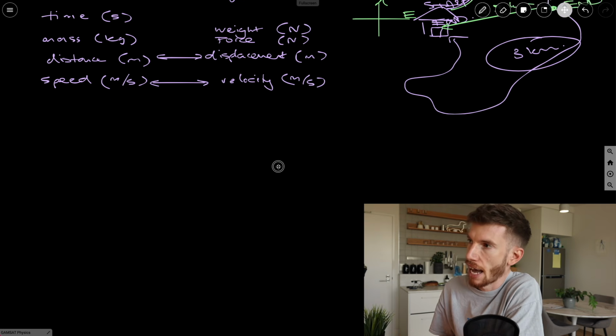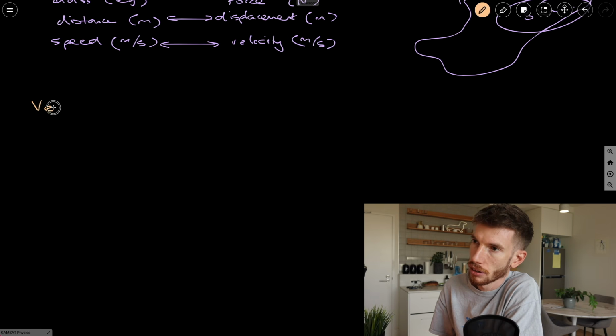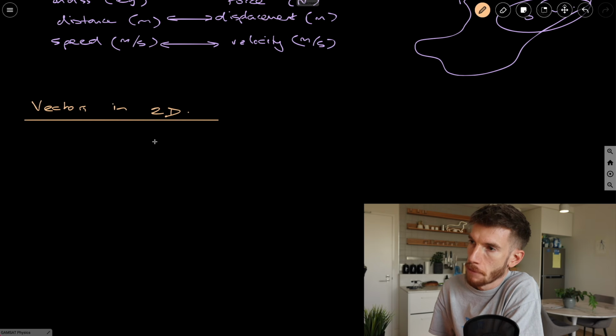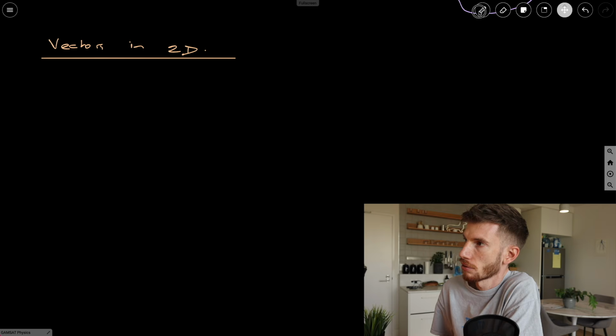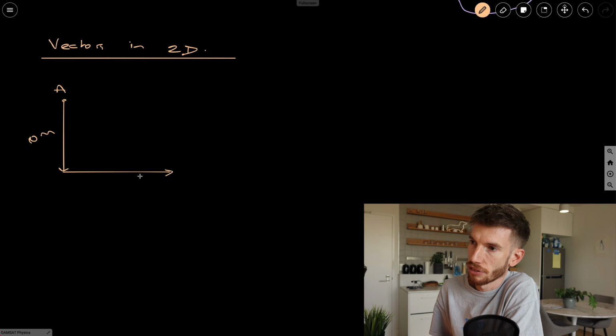So then the next thing is adding vectors, or working with vectors, in 2 dimensions. So vectors in 2D. Let's say, for example, I was to start here at point A, and then I was to walk south by 10 meters. And then from there, I was going to walk 15 meters like that, to the east. I'm going to land here, and let's call this point B and then this point C like that.